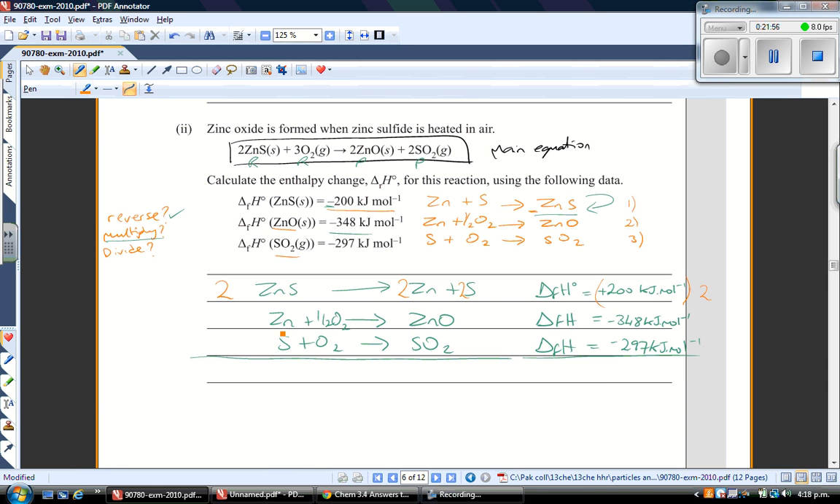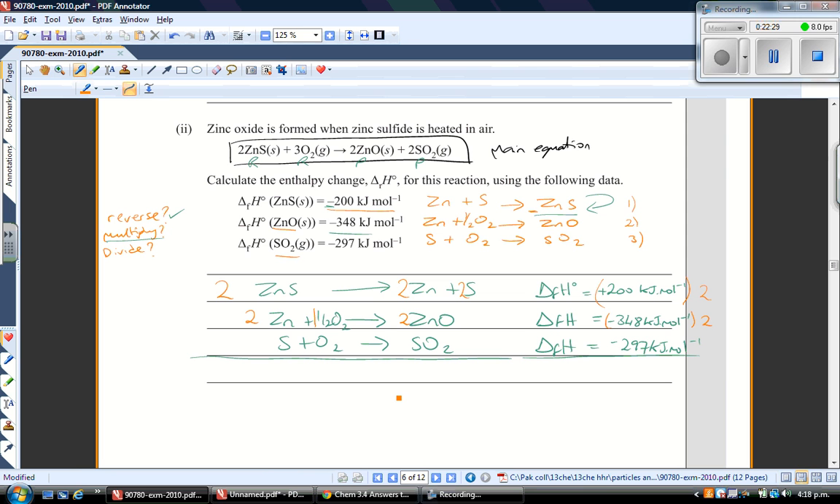Now if you look at the second equation, there's no zinc at all in the main equation. So we also need 2 zinc oxide. So we're going to multiply this as well. So 2 times zinc oxide, and 2 times a half, which will be 1.5, and then 2 zinc oxides. We must also multiply the enthalpy for the reaction by 2 as well, to keep everything even. And now it looks like we may be able to sort out this equation.